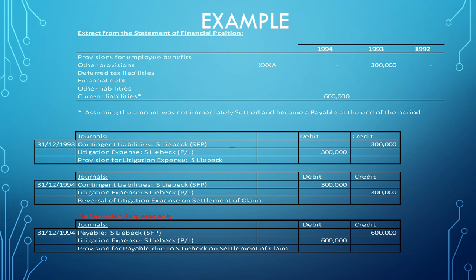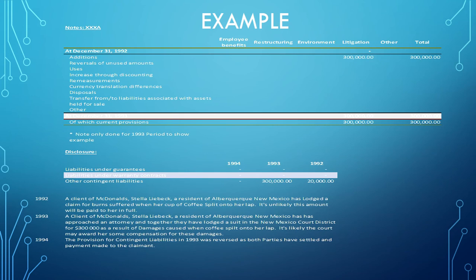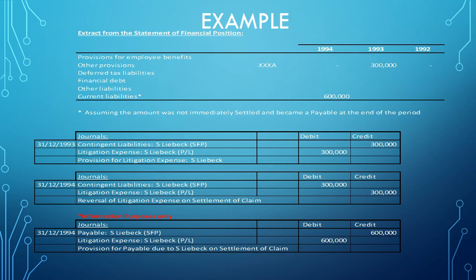That's in 1993. In 1994, however, the case was concluded. So we reverse out our provision for contingent liabilities. We see that in 1994 in our disclosure notes, we also have no value there for contingent liabilities. Why? Again, because they have now concluded the case, they've concluded the value and confirmed that they will pay it. That 300,000 now goes back into your income statement when you reverse out your provision from the previous year, and we raise a payable provision for Ms. Lebeck for 600,000, which is what they agreed to at the end of the year.